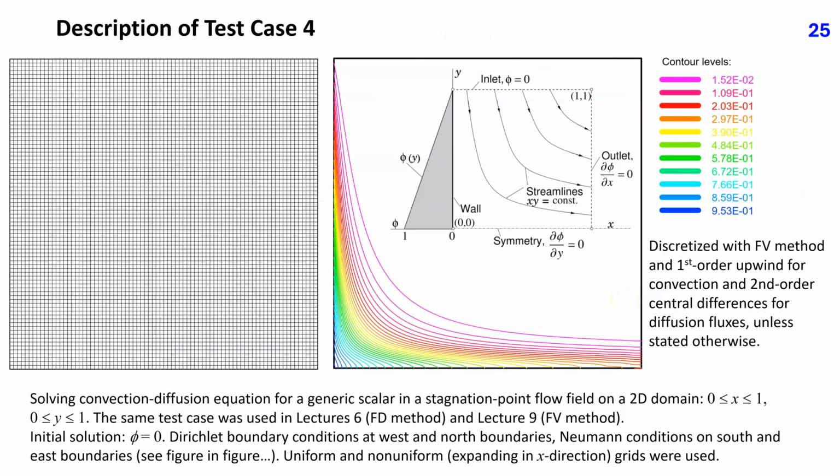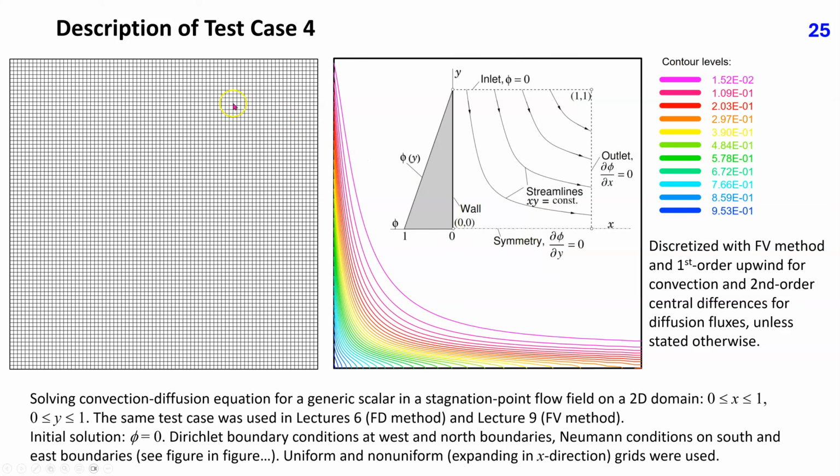The fourth test case deals with solving the transport equation for a generic scalar variable in a stagnation point flow field on a two-dimensional square domain of 1 by 1 meter. The same test case was used in lectures 6 with finite difference discretization and 9 with finite volume discretization.